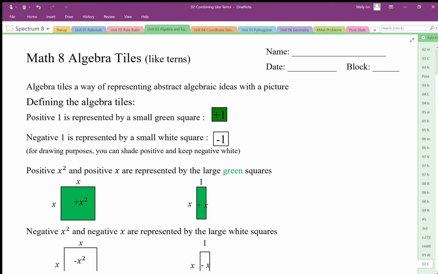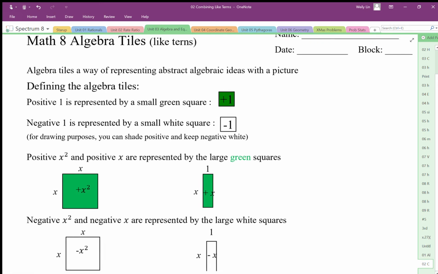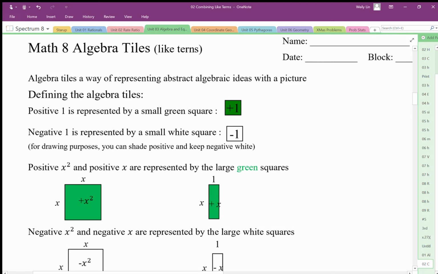So one way to see the difference between algebraic pieces is actually having shapes, or in our case, we're going to use algebra tiles. So when I have algebra tiles, I'll just need to make sure I can define what these algebra tiles are. So these little squares, we're going to call +1. So the green is going to be positive and the white is going to be negative. Now, I'm not too picky as long as you are consistent. If you do a problem, then you do all your positives white and all your negatives green. No big deal as long as you're consistent.